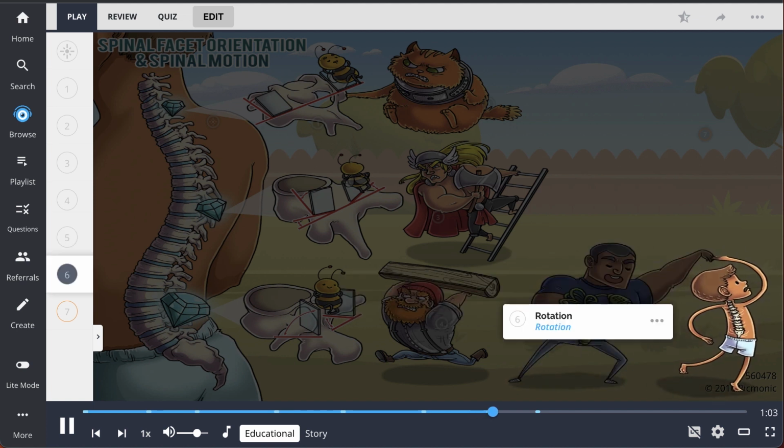Rotation is depicted in this Picmonic by the rotating man with his rotating spinal column. Rotation occurs in all areas of the spine and is very prominent in the cervical and thoracic spine.